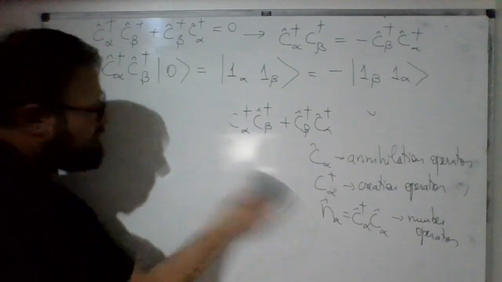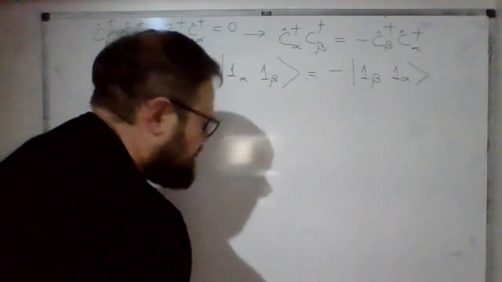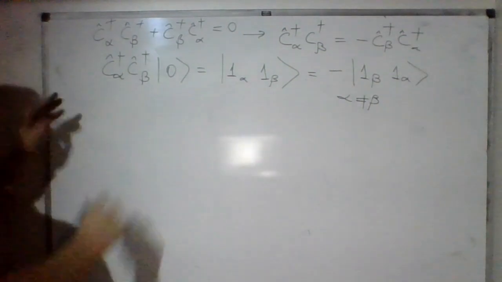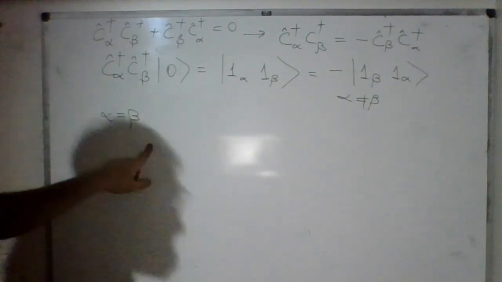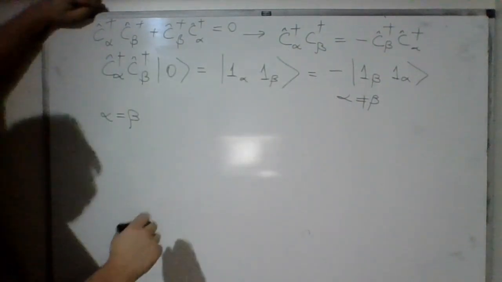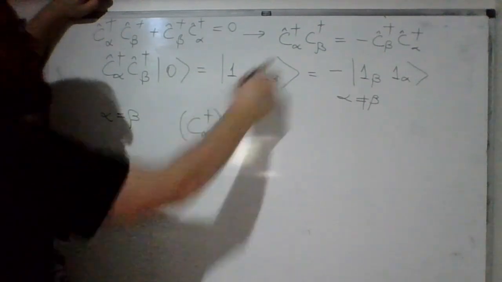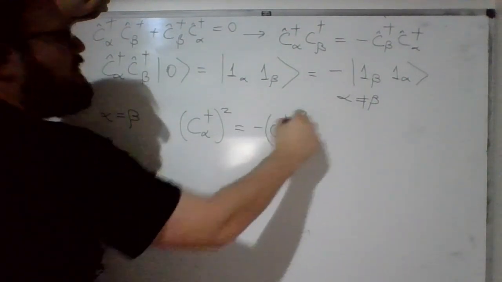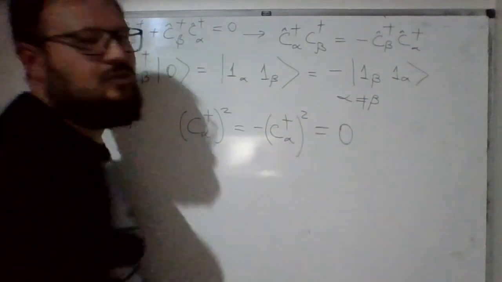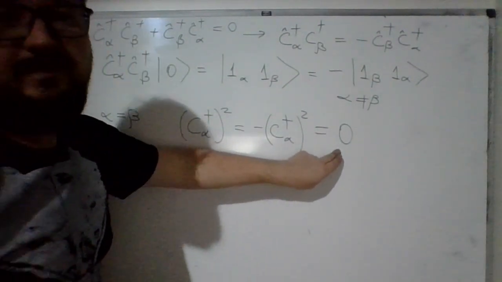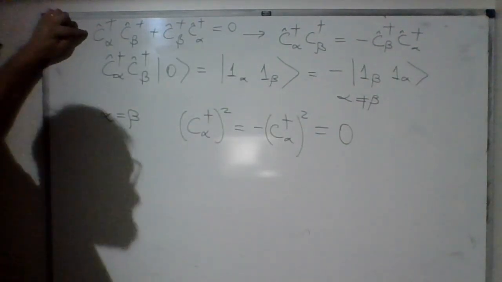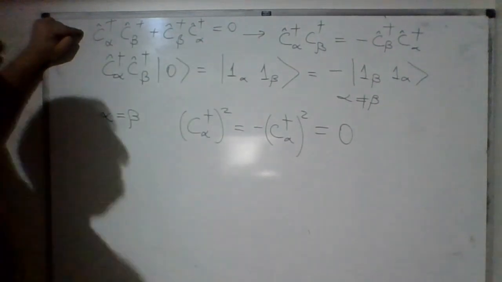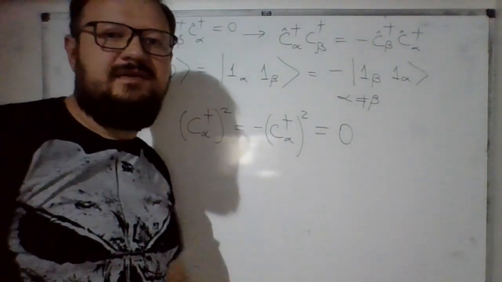But let us see a little bit more about that. Just look at that. So this is for alpha distinct from beta here. But suppose you have alpha equal to beta, the same state. So this equation here produces the following: C alpha dagger, which is the square of the alpha dagger, is equal to minus the application of that operator squared, which means this operator is the null matrix. It needs to be the null matrix. Or you can look at directly here, alpha equals beta, you get twice C alpha squared equals 0, which means C alpha squared is C alpha dagger squared is equal to 0.